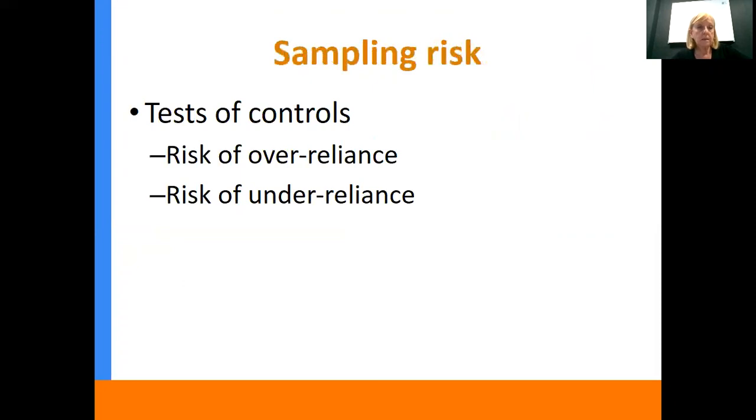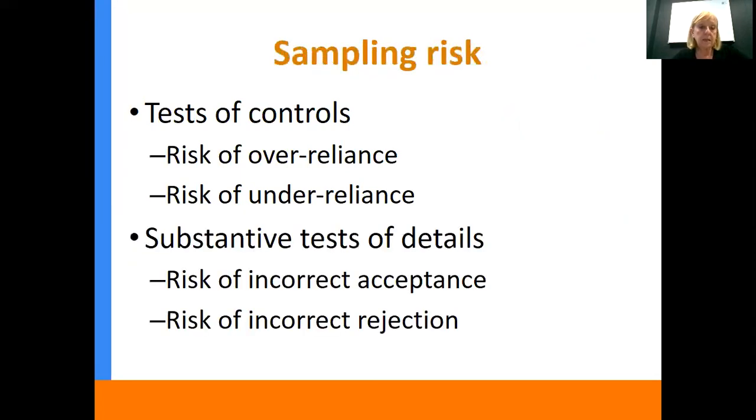If we're talking about tests of controls, so we take a sample to do tests of controls and we come up with the wrong conclusion, it could be a risk of over-reliance or a risk of under-reliance. Could be that the sample says the controls are good, so we rely on the control when in fact the controls don't work. That's the risk of over-reliance. You over-rely on the control. Then we've got the risk of under-reliance. Actually, the controls are good, but your sample showed that the controls aren't very good, so you didn't rely on them and you did more substantive testing.